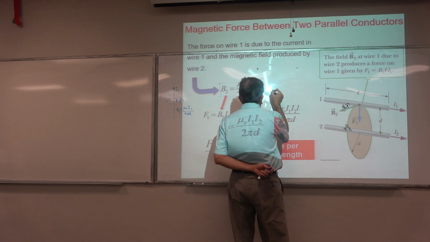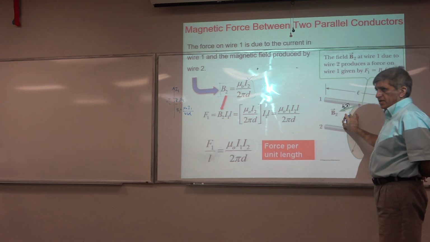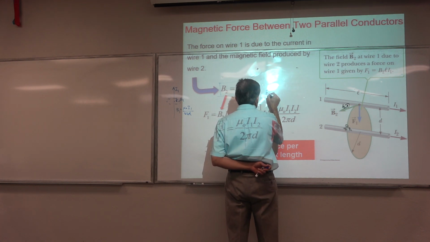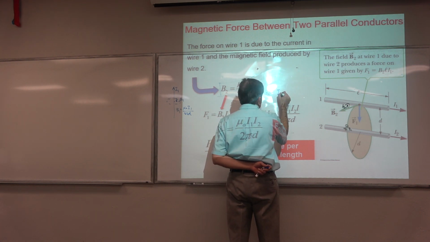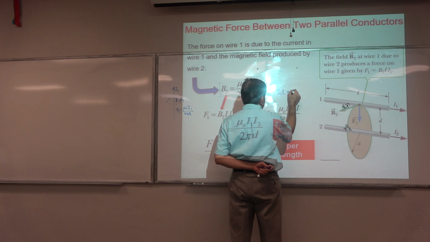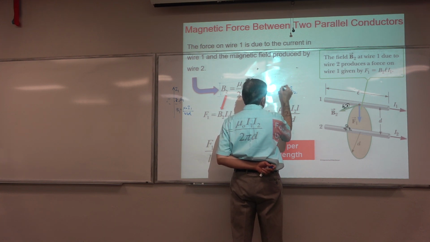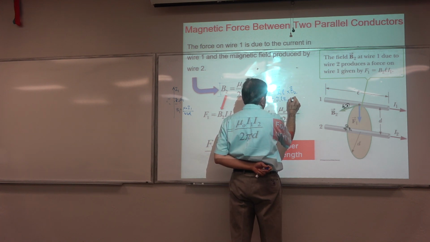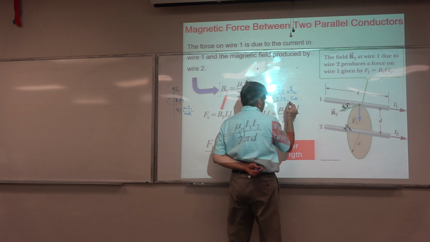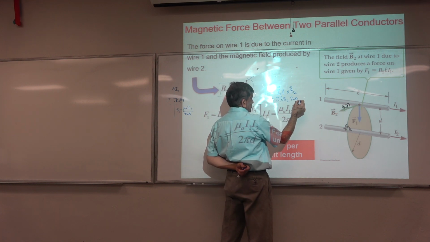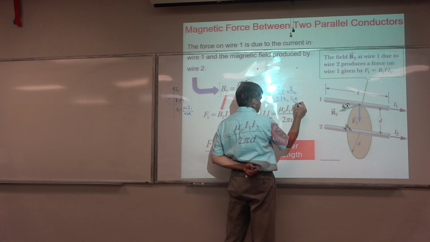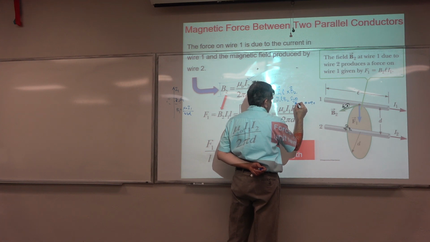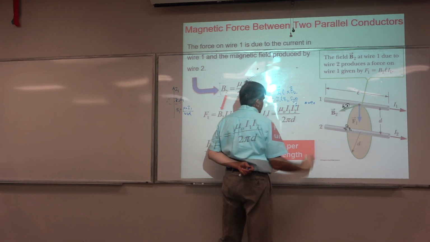So for the force on wire 1, this B2 acts like an external magnetic field. The force on wire 1 is going to be the current in wire 1 times the length of the wire times the magnetic field B2, which is an external magnetic field, right? So this is going to be I1 L B2 sine theta. The angle theta between the current and the magnetic field is 90 degrees. So the sine of 90 is 1, right?